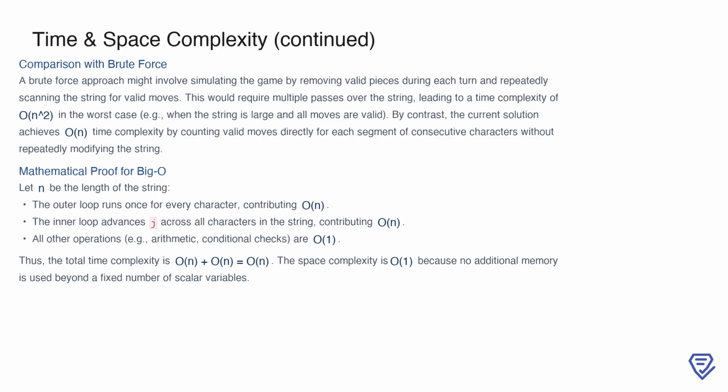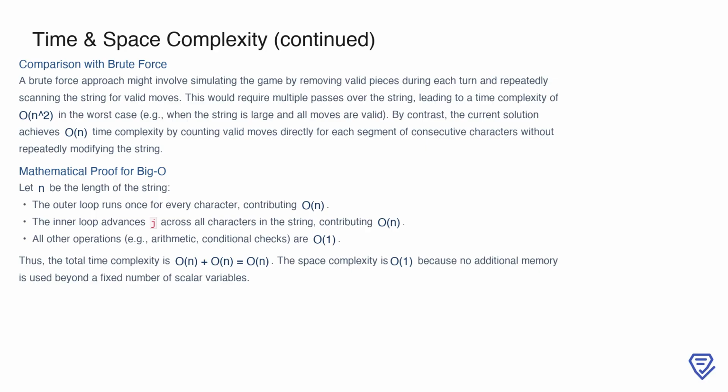without modifying the string. To prove the time complexity mathematically, note that the outer loop runs once for every character, contributing O(n). Similarly, the inner loop advances j across all characters in the string, also contributing O(n). All additional operations, such as arithmetic and conditional checks, are O(1).